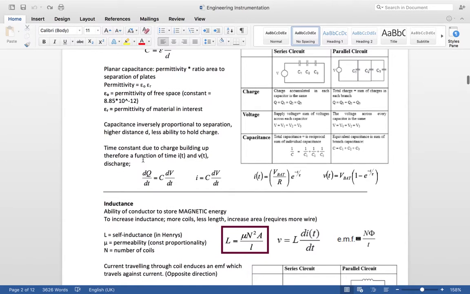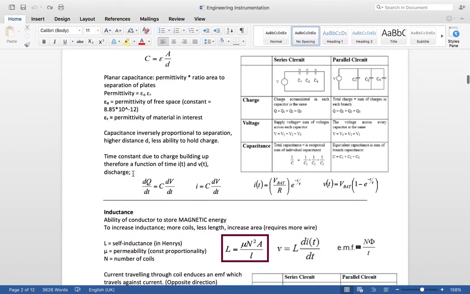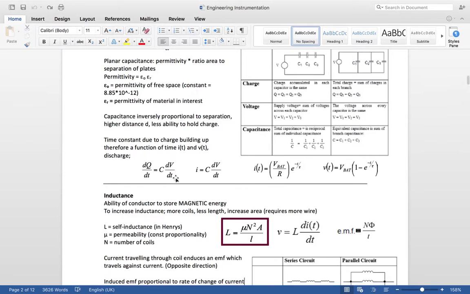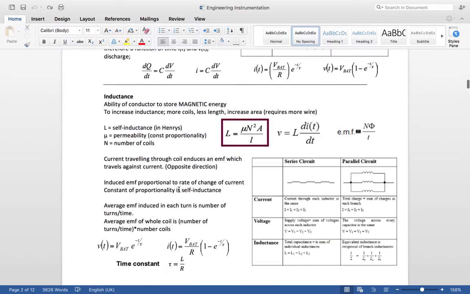We also need to know that the time constant is due to charge building up, therefore a function of time, and Vt, because charge and voltage are built up over time. These are the formulas that you need to remember and apply.